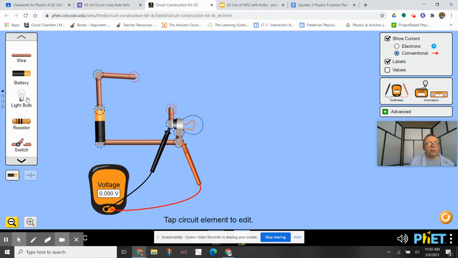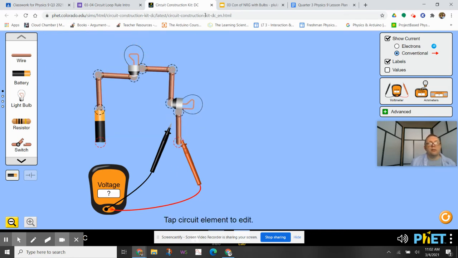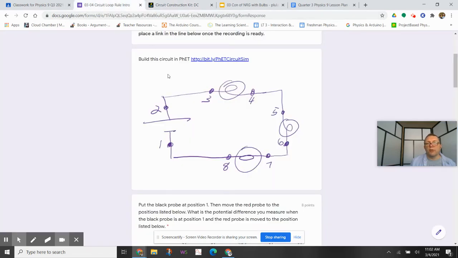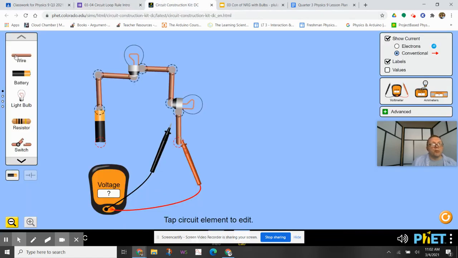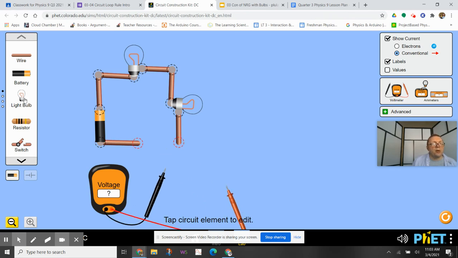Bloop, bloop, bloop, bloop. And I think the one had, did it have a bulb on each side? So I'll try to make this one look a little bit more similar, just visually, to what we had there.